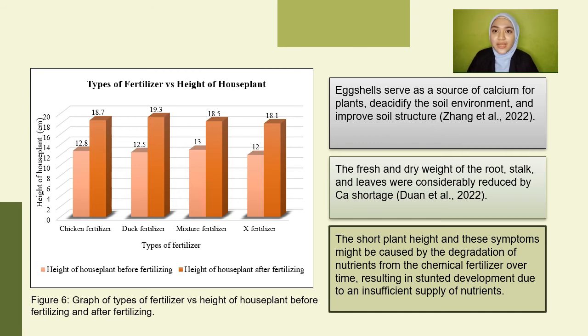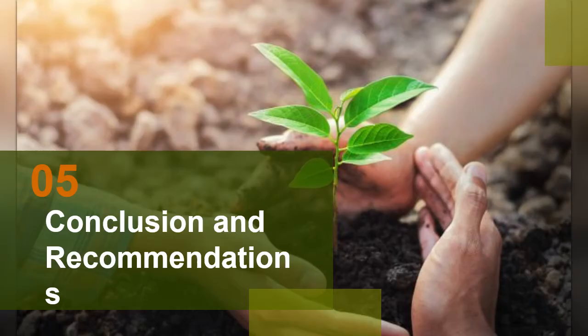The short plant height and this symptom might be caused by the degradation of nutrients from the chemical fertilizer over time, resulting in stunted development due to an insufficient supply of nutrients. So, organic fertilizer improves the soil contents and enhances the soil physical and chemical qualities through the breakdown of its contents.